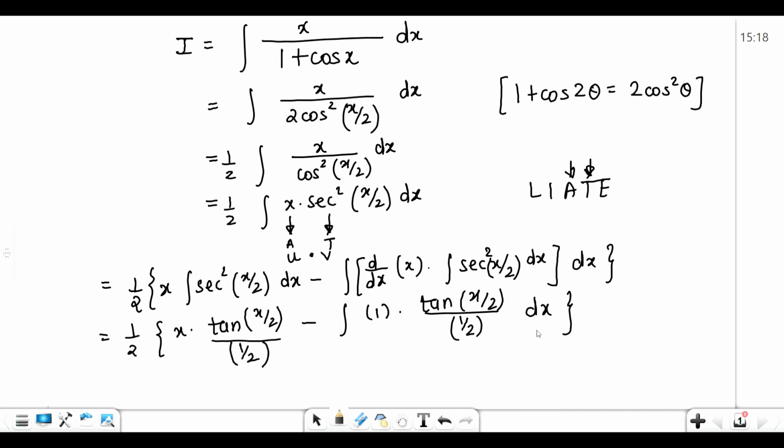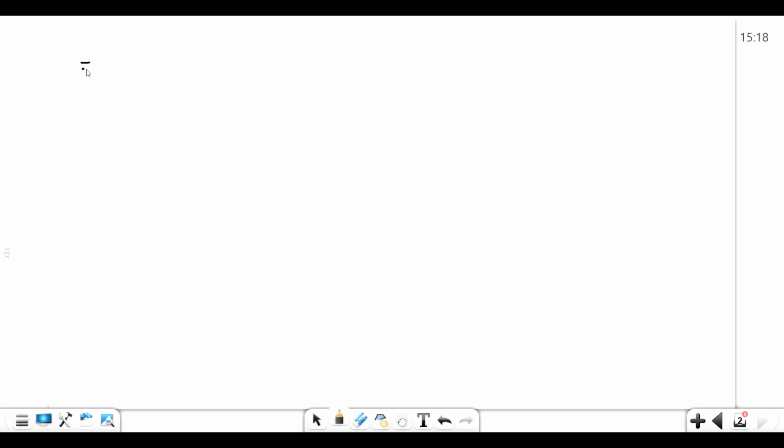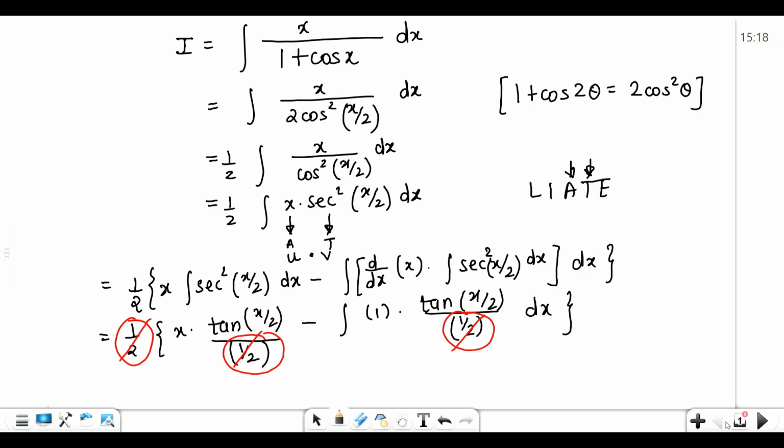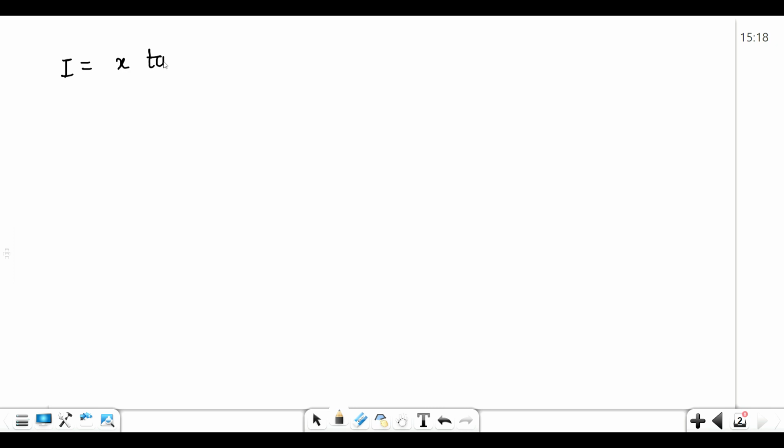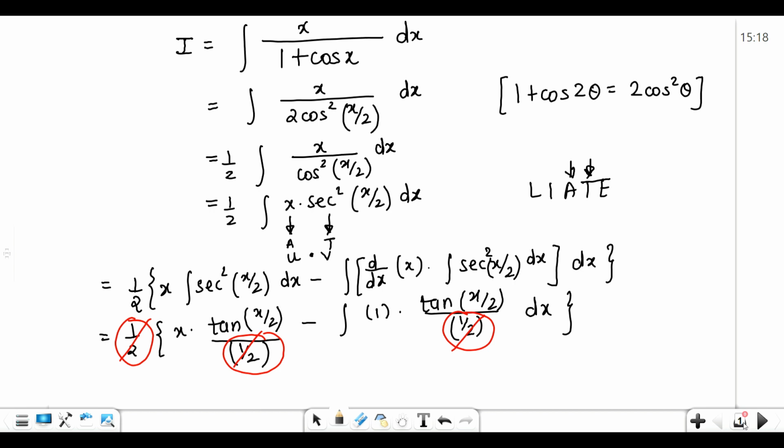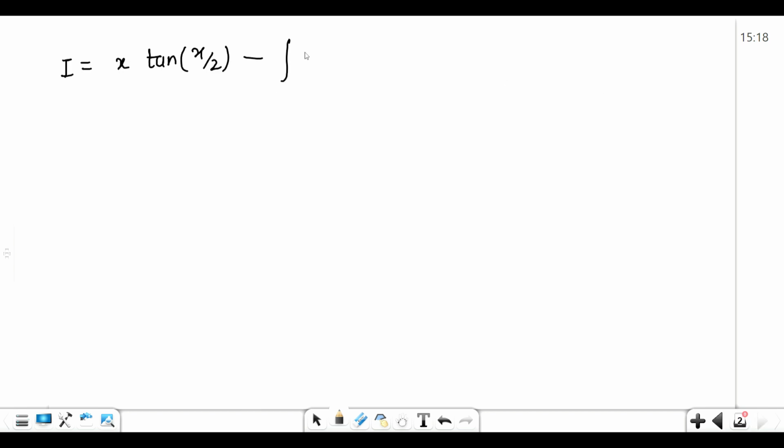Now what we can do is take this half and this half outside, and with this half it will get cancelled. So overall this whole term will get cancelled. Understood? So we can move on to the next page and see what we get. I is equal to, then we are left with x into tan x by 2, minus, then we are left with the integration of 1 into tan x by 2 dx.